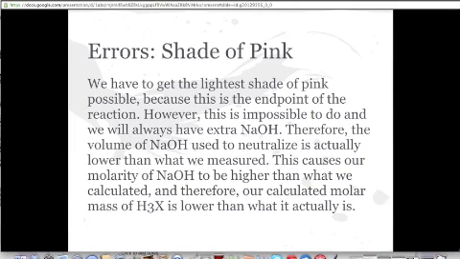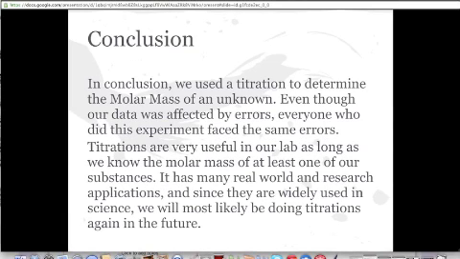The second error that we found in our lab relates to the shade of pink that we must get when we titrate any kind of substance. We have to get the lightest shade of pink possible because this occurs at the end point of the reaction. However, getting the lightest shade of pink is near impossible to do, and we will always have extra sodium hydroxide. Therefore, the volume of sodium hydroxide used to neutralize is actually lower than what we measure. This causes our molarity of sodium hydroxide to be higher than what we calculated, and therefore our calculated molar mass of the unknown substance is also lower than what it actually is.